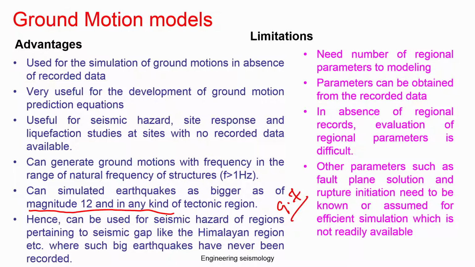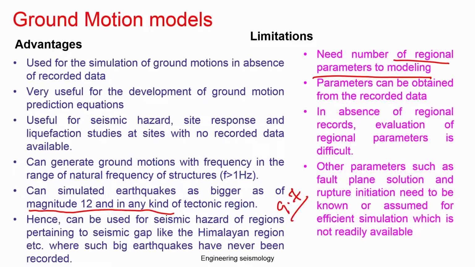So, what is the limitation of these ground motion models? Basically they need a number of regional parameters to model, because it depends upon the input parameters. Your acceleration time history changes. If you assume so many parameters which are not measured in your region, you will end up with a wrong acceleration time history. If the parameters can be obtained from recorded data, then it will be more reliable. In the absence of regional recorded data, even from a minor earthquake, you can obtain your cutoff, corner frequency, and the seismic moment.